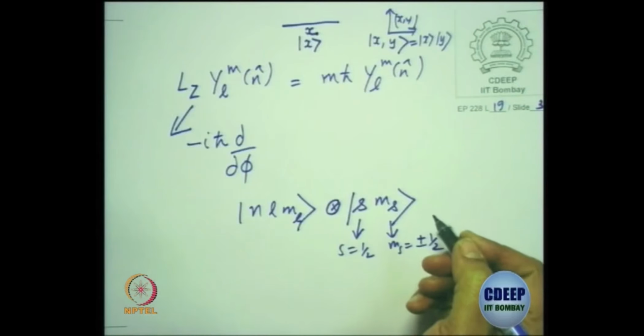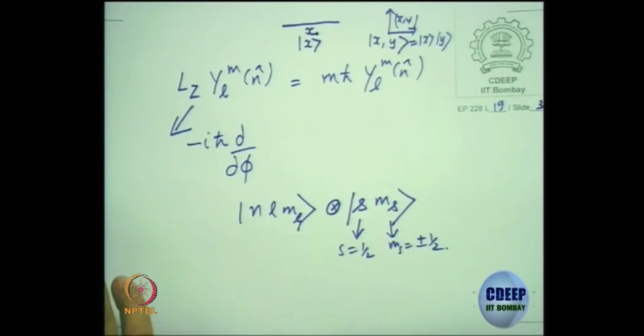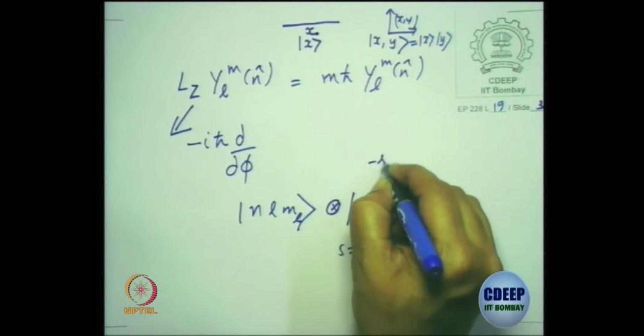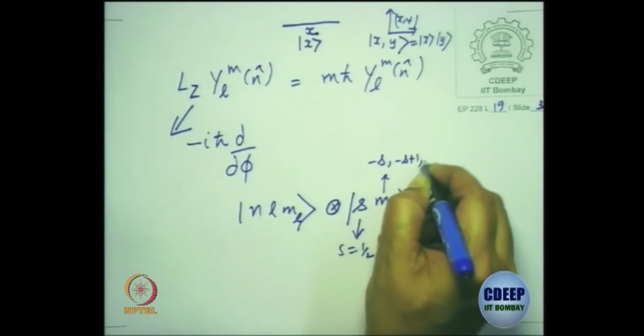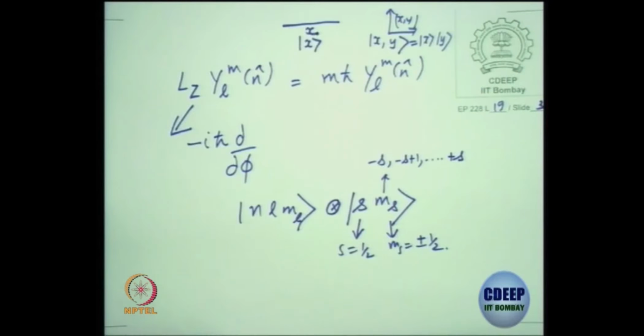If you take S to be half, the magnetic quantum number corresponding to the spin quantum number will go from minus S to plus S in steps of 1, right? If this one should take from minus S plus 1 to plus S, and I want this to be only two states, there are only two lines splitting seen.